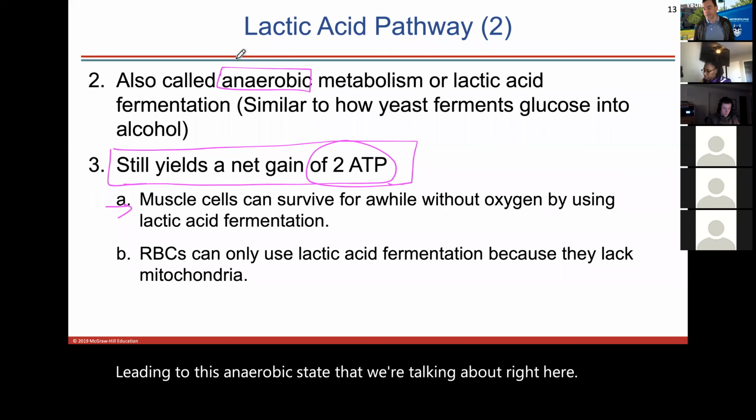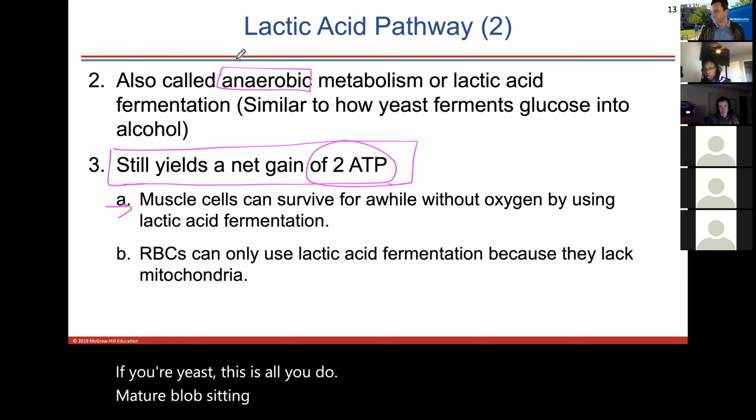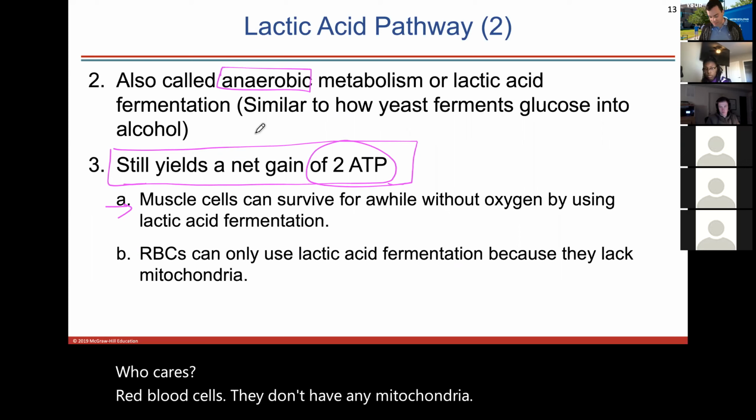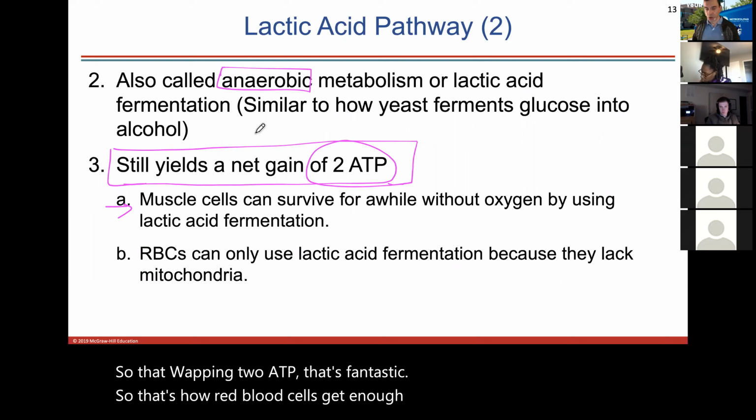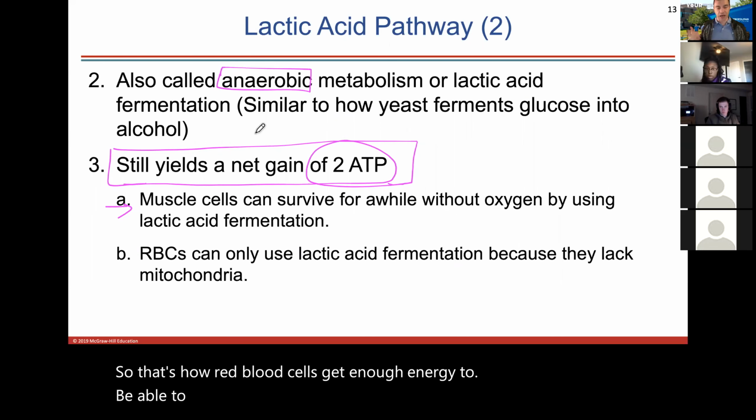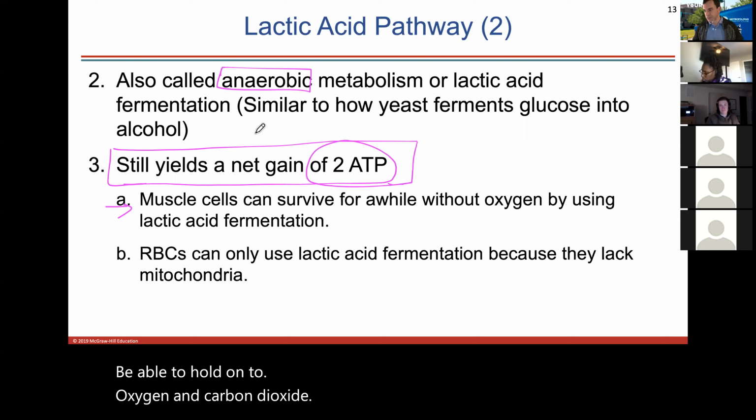If you're a yeast, this is all you do. But you're a blob sitting on your desk. Who cares? Red blood cells, they don't have any mitochondria. So that whopping 2 ATP, that's fantastic. So that's how red blood cells get enough energy to be able to hold on to oxygen and carbon dioxide, because that's what it primarily does.